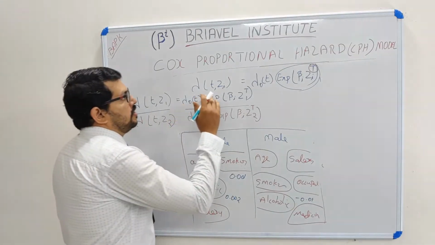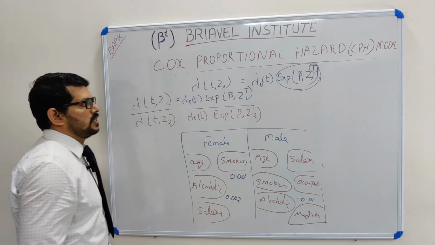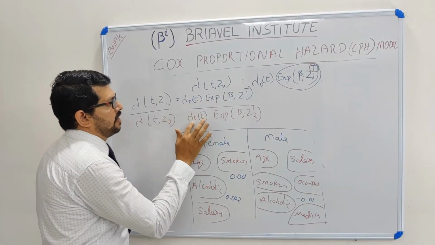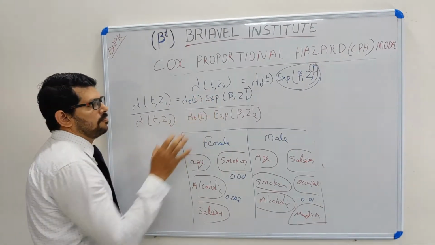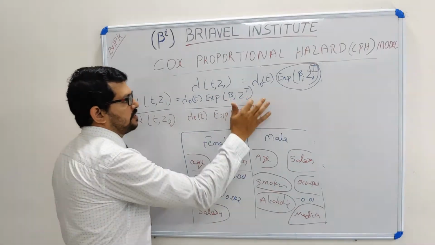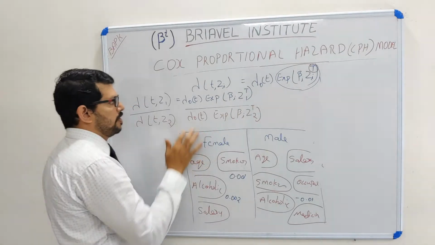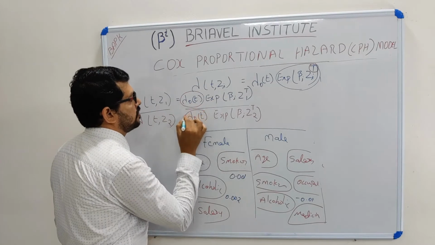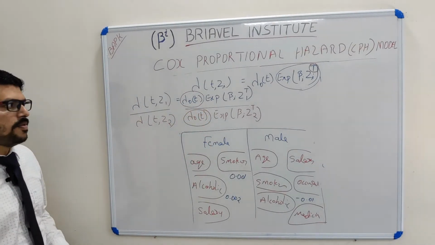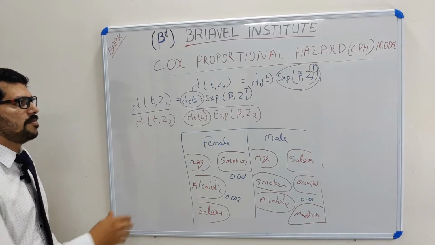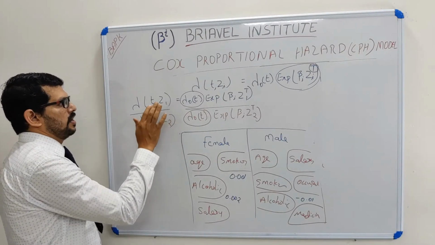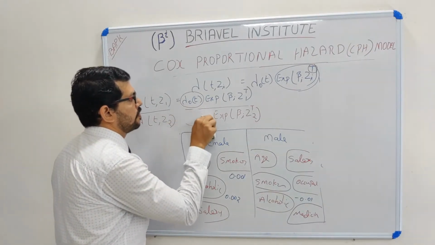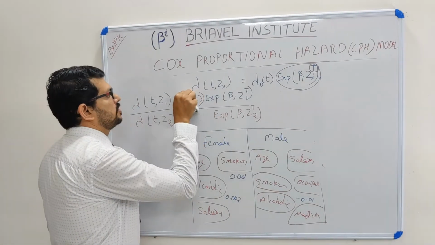Another thing: if you are comparing the hazard rate for Z1 and Z2, then lambda 0t divided by lambda 0t, this term is constant in both. In both covariates, Z1 and Z2, this lambda 0t is common. We can remove this value because it is the same for both. If you take Z2 or Z1, lambda 0t is constant. So we are going to remove this value.